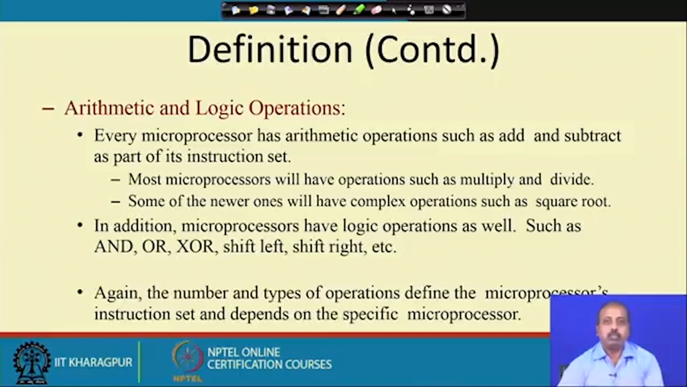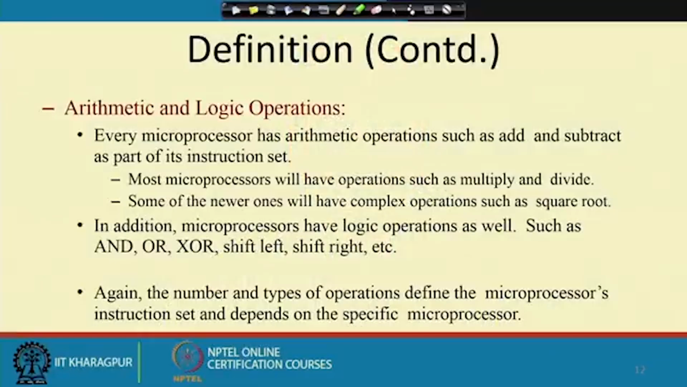Some processors are very simple. There we may be satisfied with basic operations like addition and subtraction. Some processors may support multiplication. For example, 8085 does not support multiplication, but other processors like 8086 or even 8051 support multiplication, and division is supported by some of the processors.